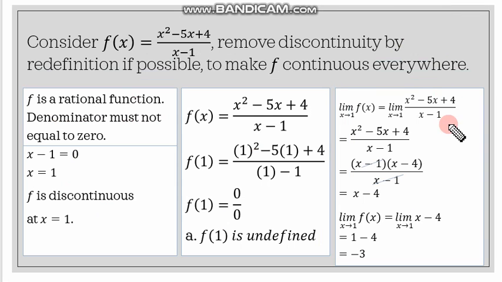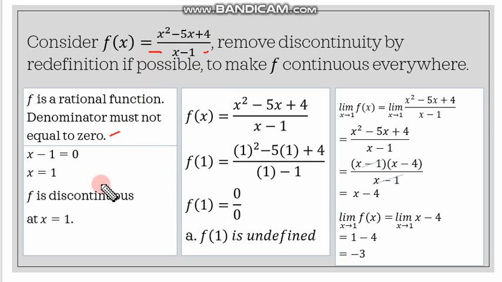Okay, consider the function (x squared minus 5x plus 4) all over (x minus 1), and then remove the discontinuity by redefinition, if possible, to make f continuous everywhere. Since our function is a rational function, we must take note that if our denominator is equal to 0, that's the time that our function is discontinuous at that point. So we will determine on which value of x the function is discontinuous.